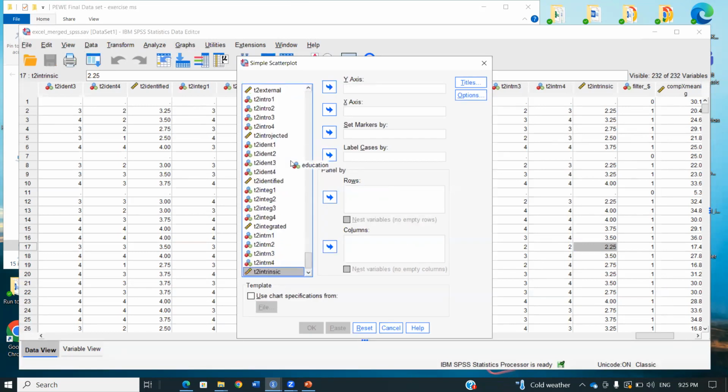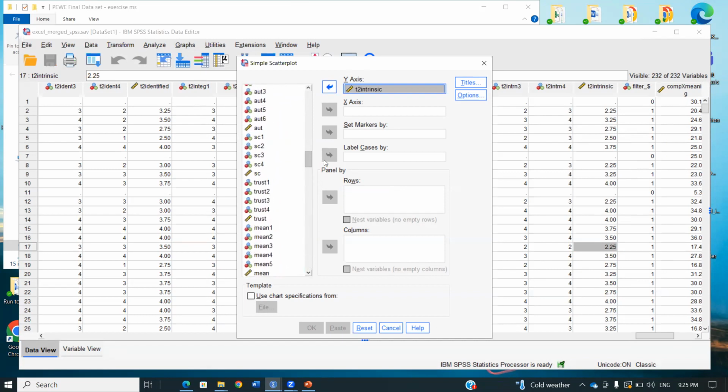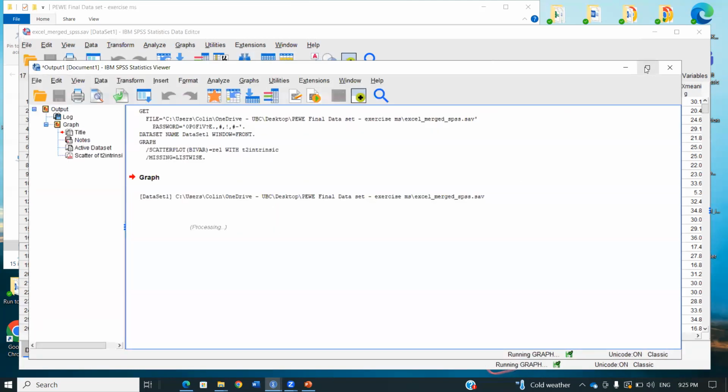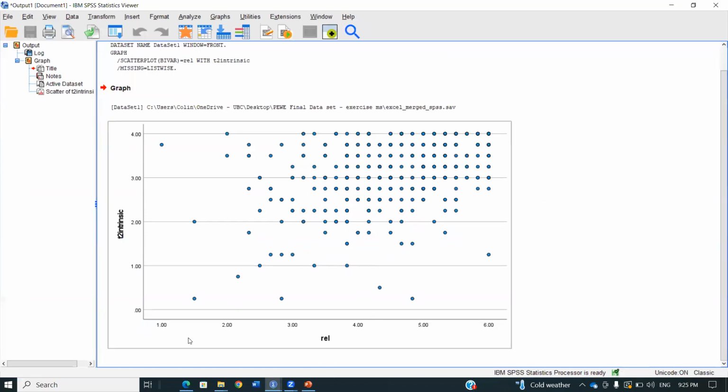So this is our outcome, and we might want to look at how it correlates or what it visually looks like with our predictors of interest. Our first one is relatedness. We can see here relatedness varies between 1 and 6, and intrinsic motivation varies from 0 to 4. Obviously this relationship is certainly not as clean as the one that we saw in the slides, because that was just a very simple example.